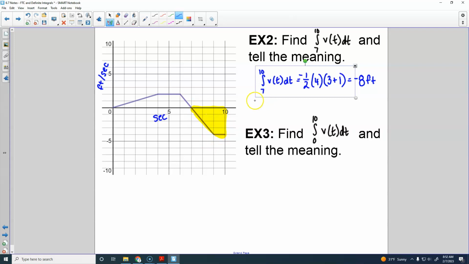So from 7 to 10 seconds, the car moves 8 feet to the left. Okay, because we have that negative value here, that means our displacement is going to be in a negative direction, which we're calling left here.